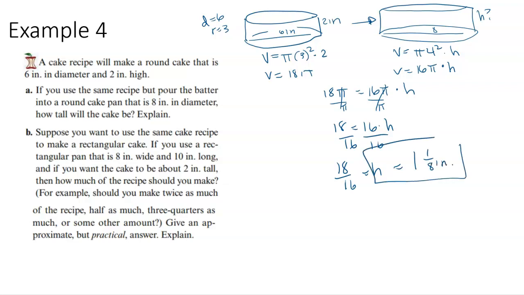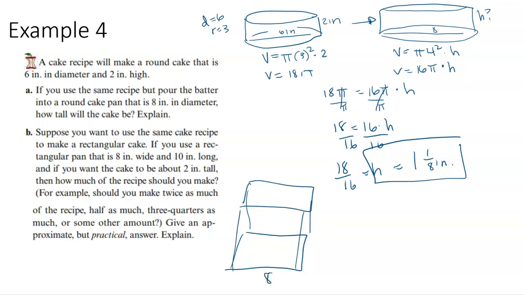Same idea. All right, suppose you want to use the same cake recipe to make a rectangular cake. If you use a rectangular pan that is 8 inches, so let me draw this, rectangular pan that is 8 inches wide by 10 inches long and 2 inches tall.